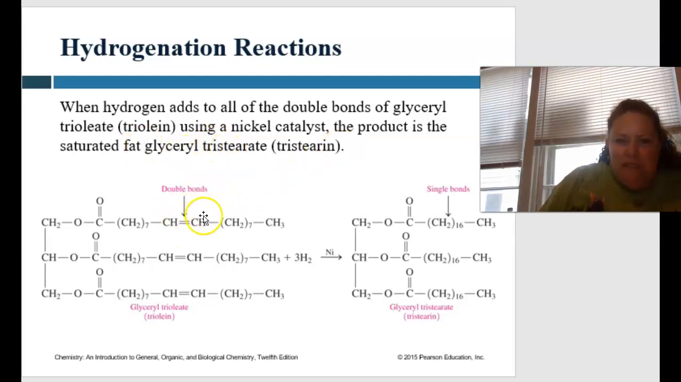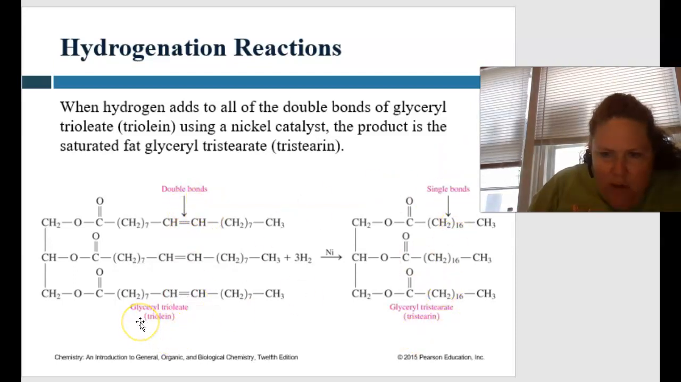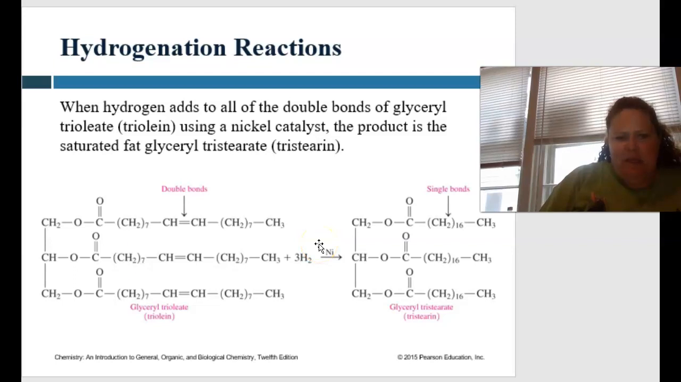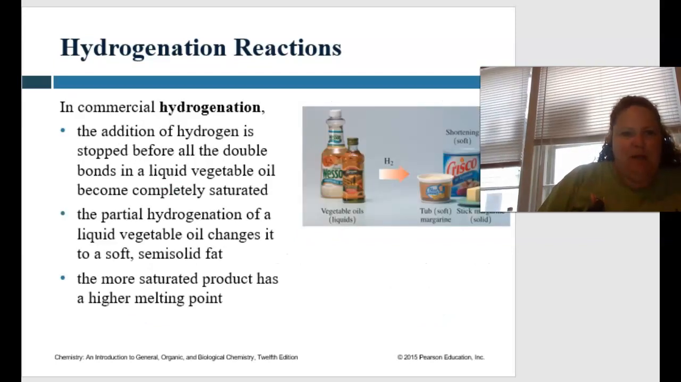Okay, so it takes these double bonds out and makes them into single bonds. And so you would have glycerol trioleate versus glycerol tristearate. So it changes what's going on. And like I said, the carbon numbers are going to be the same, right? It's just going to change the physical property of it.